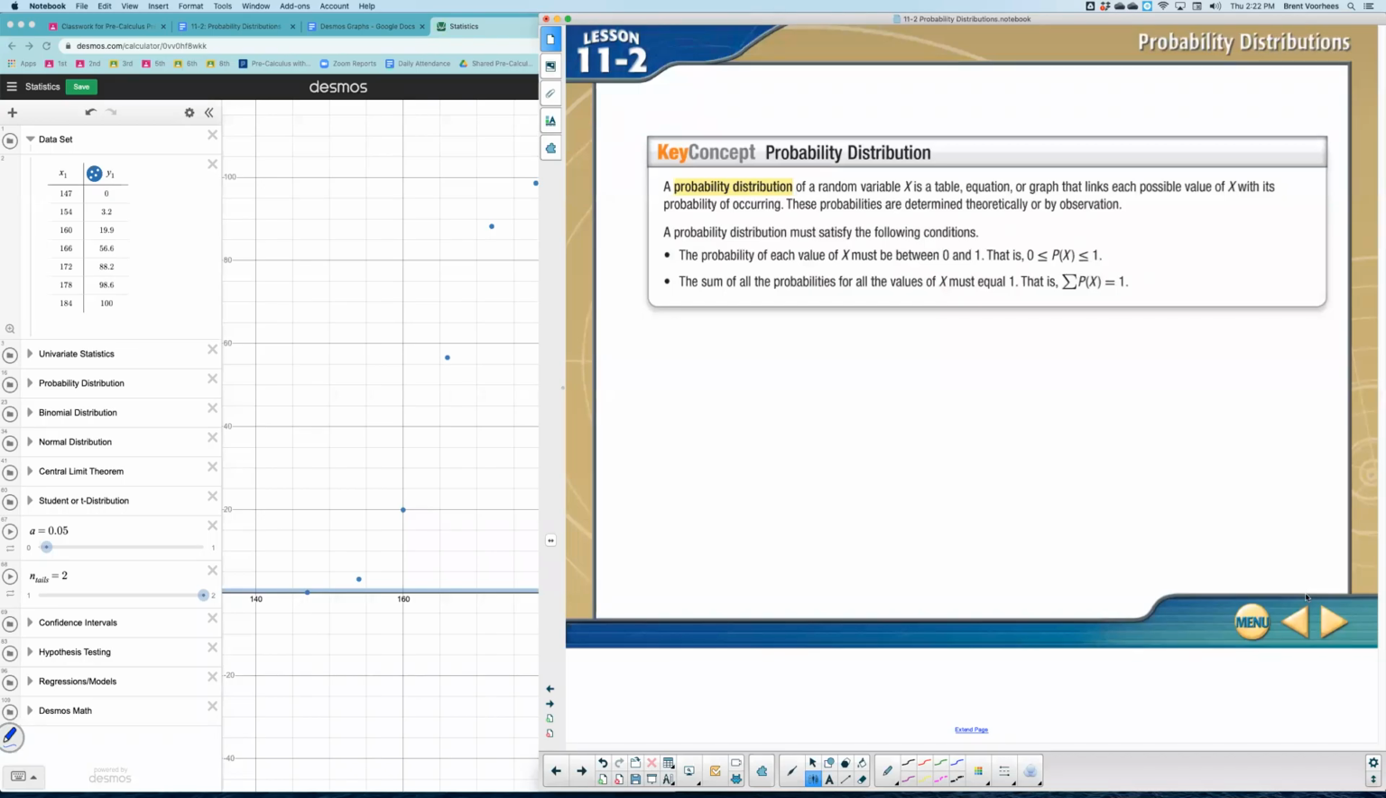So now let's take a look at probability distribution. It says a probability distribution of a random variable is a table, equation, or graph that links each possible value of x with its probability of occurring. These probabilities are determined theoretically or by observation.